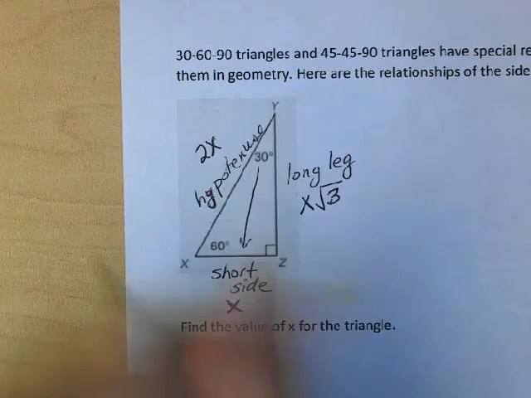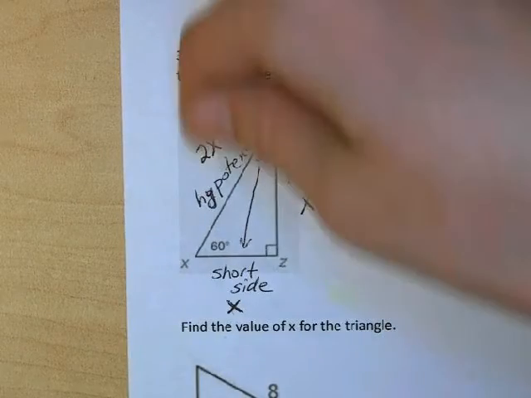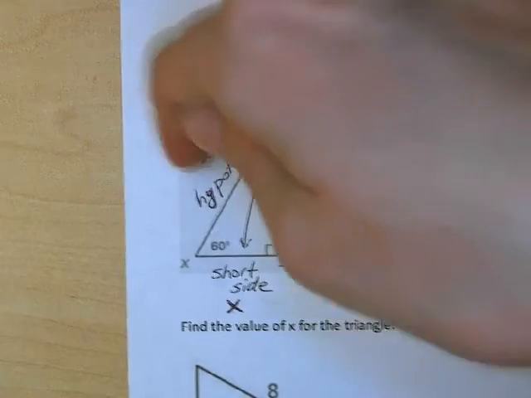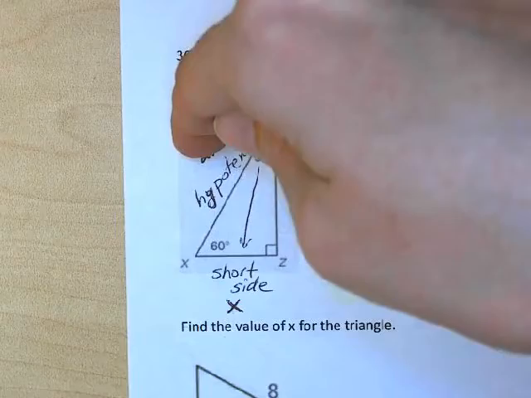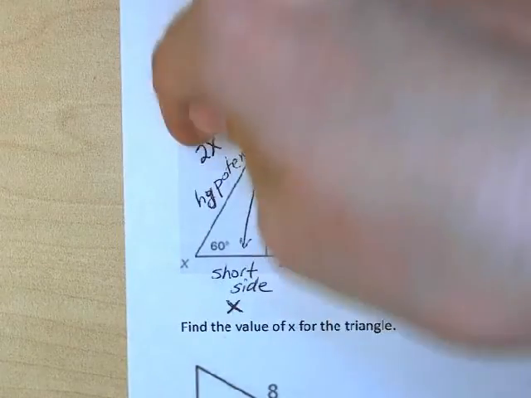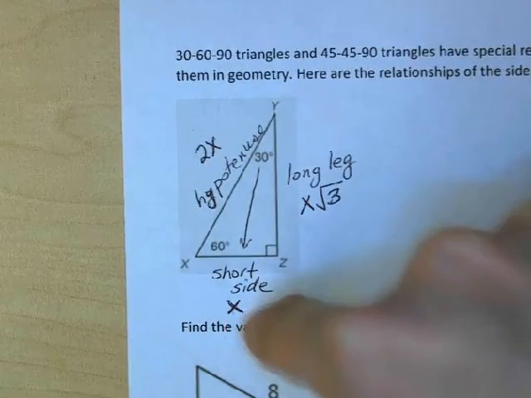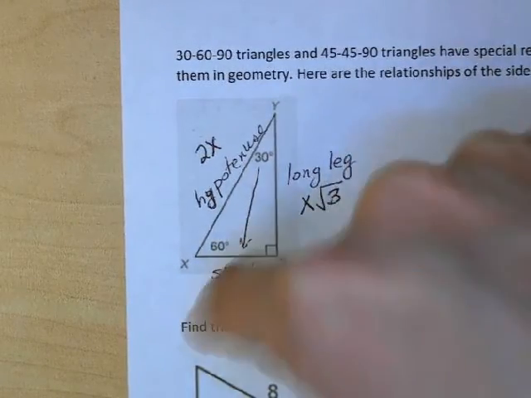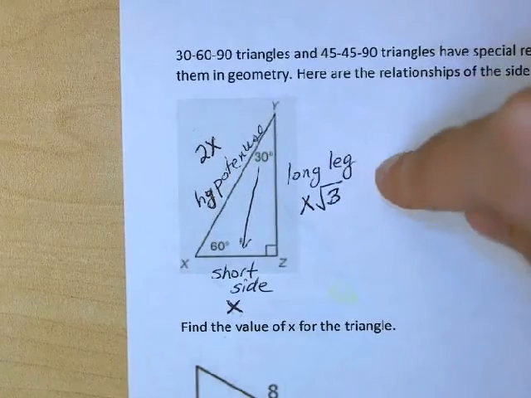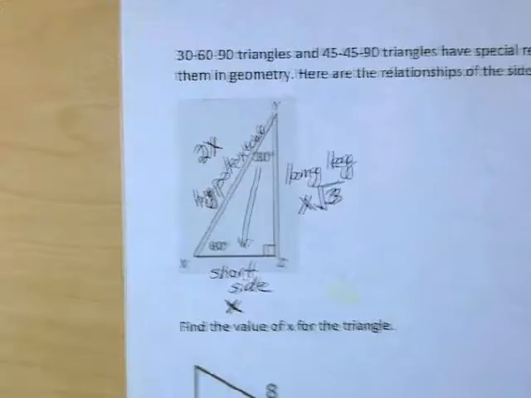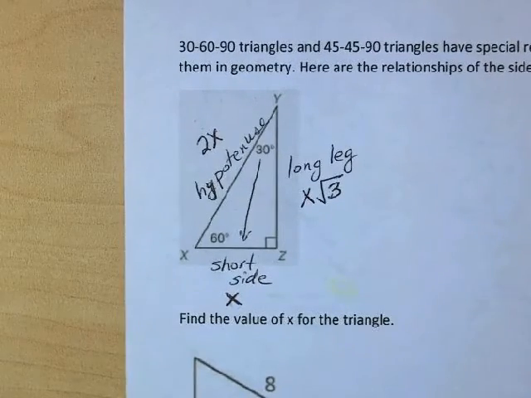So it's a relationship and you have to figure it out. If they give you the hypotenuse, I usually take that and divide it by 2 to get the short side, and then times that by square root of 3 to get this side. You have to think of the relationship. We're going to practice some down below.